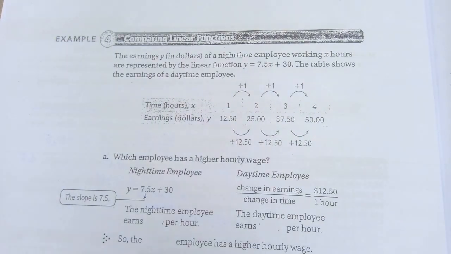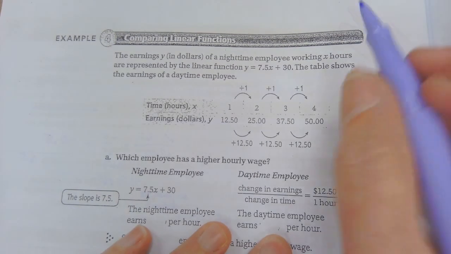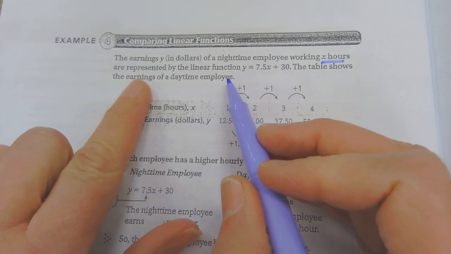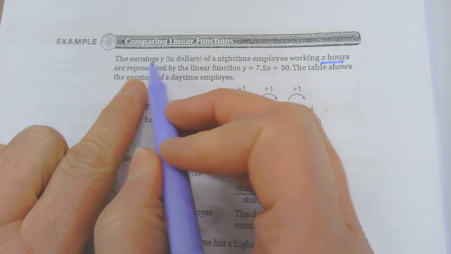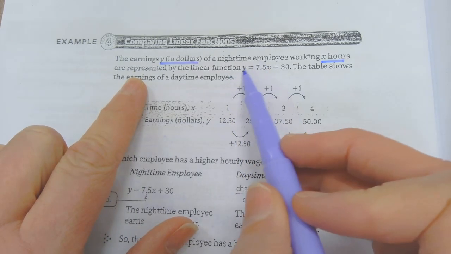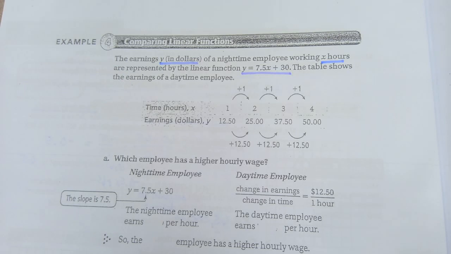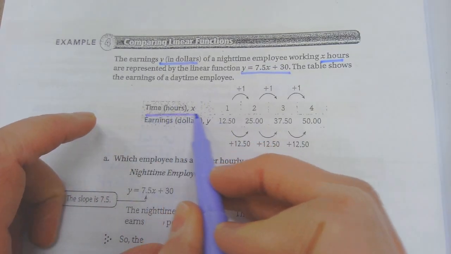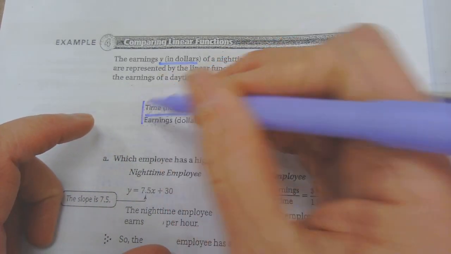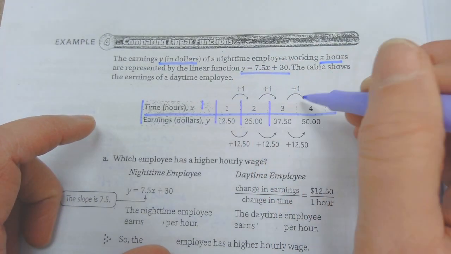Okay, and the next part we're going to do is finish up with comparing linear functions. The earnings y in dollars of a nighttime employee working x hours are represented by the linear function y equals 7.5x plus 30. The table shows the earnings of a daytime employee. So you have this table, and I know it's kind of hard to see.